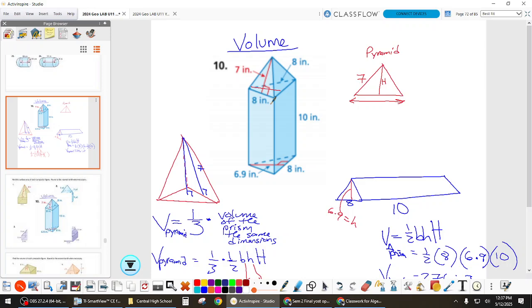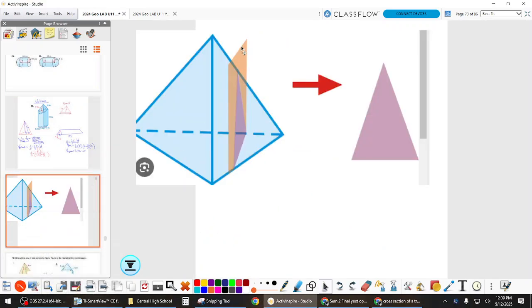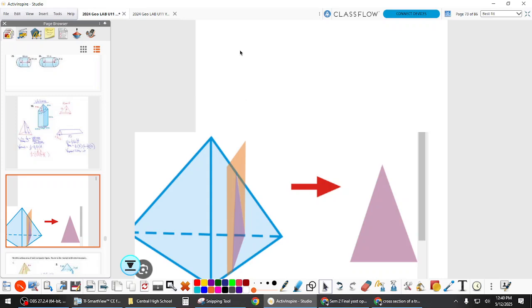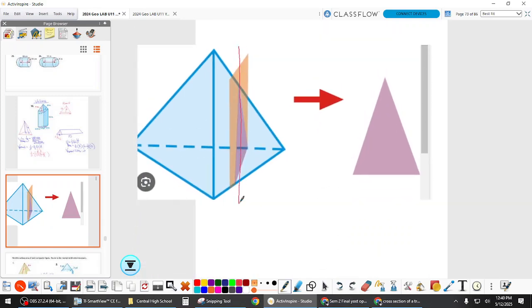I need a pyramid. I don't have one. Tell you what, let me look for that. That is not through the tip, but do you see how if we cut through there, it's making this purple triangle? Okay, so what do you think would happen if we just slid that orange slicer back to the tip? Like think of a knife blade slicing down through right here. All right, cut through. We are making a triangle.